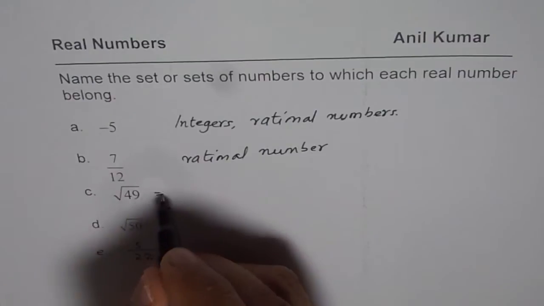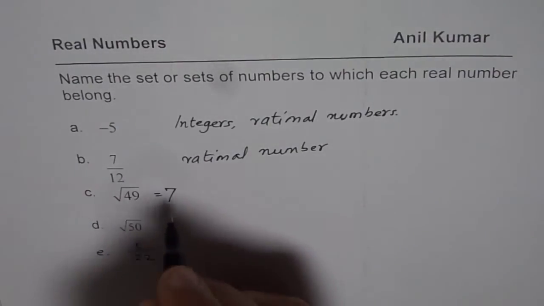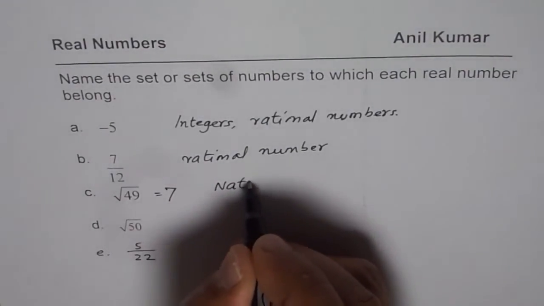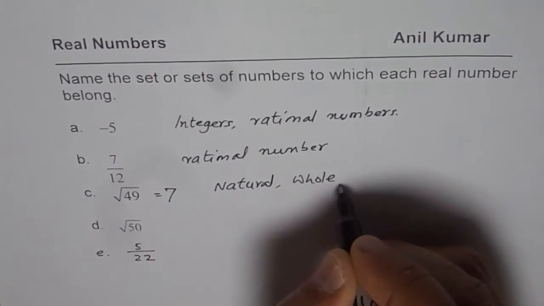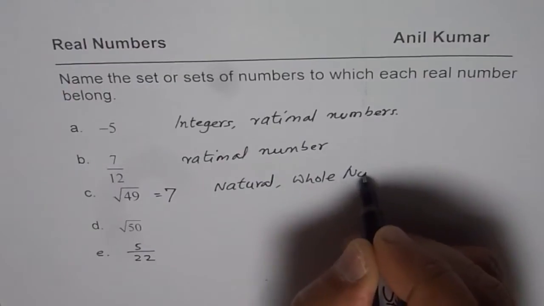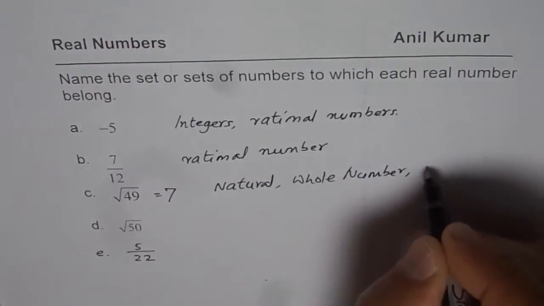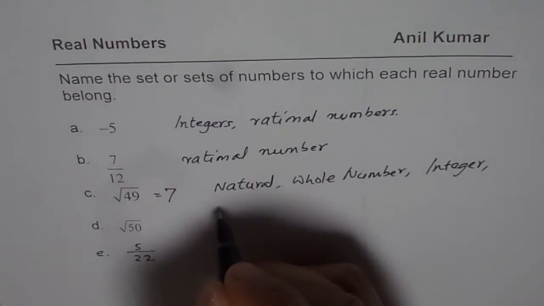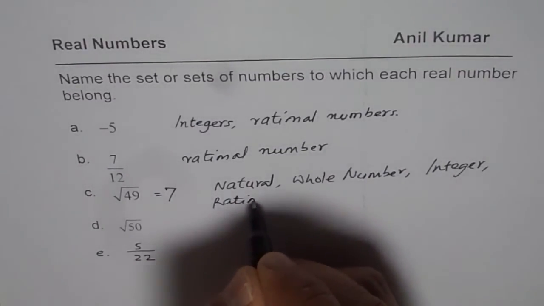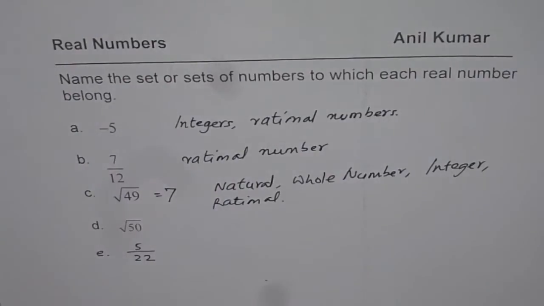Square root of 49 is equal to 7. So we could also say this is a natural number. Do you see? If it is a natural number, it is also a whole number, and it is also an integer, correct? And also a rational number, right? So let's mention all of them. In this exercise, you have to mention all.